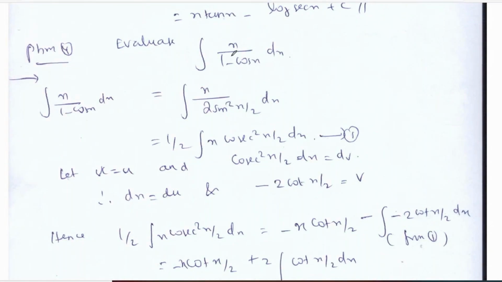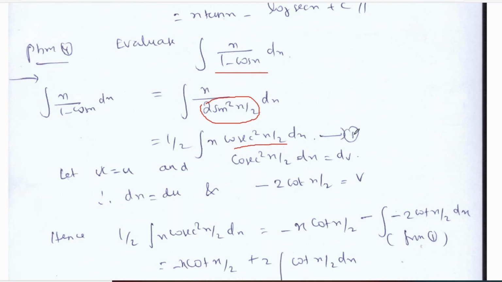The next problem, evaluate integral x by 1 minus cos x dx. Before we go to substitute, we need to simplify because we have 1 minus cos x in the denominator. We know the formula for 1 minus cos x. So first you simplify that term. It is 2 sine square x by 2. Here 1 by 2 is a constant. Take it outside. So x, and this 1 by sine square can be written as cosecant square x by 2. So the given problem gets reduced to x cosecant square x by 2. This is the given problem.